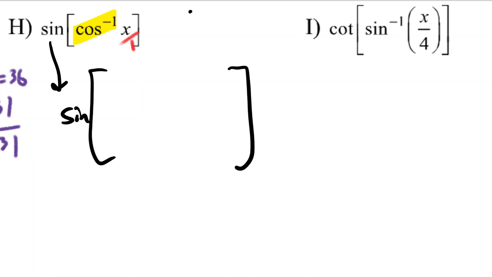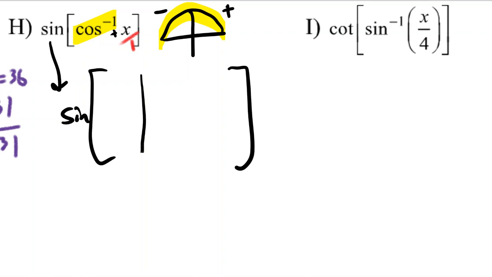Inverse cosine only cares about quadrants 1 and 2. You're going to sketch your triangle in quadrant 1 if it's inverse cosine of something positive, because cosine is positive in quadrant 1, and you're going to sketch your triangle in quadrant 2 if it's inverse cosine of something negative, because cosine is negative in 2. X, this is implied positive x because it doesn't say different, so we should sketch our triangle in quadrant 1.